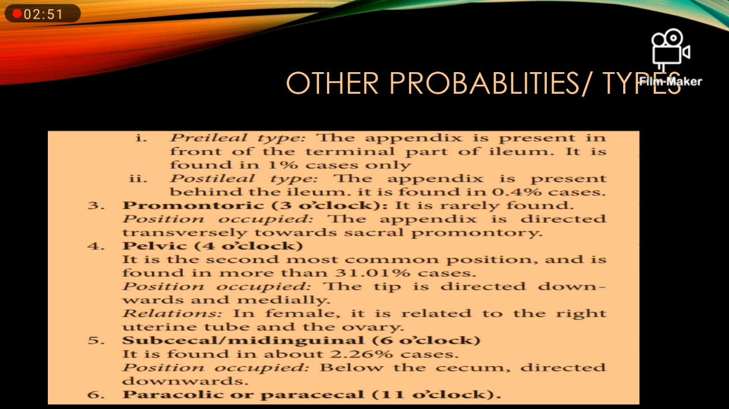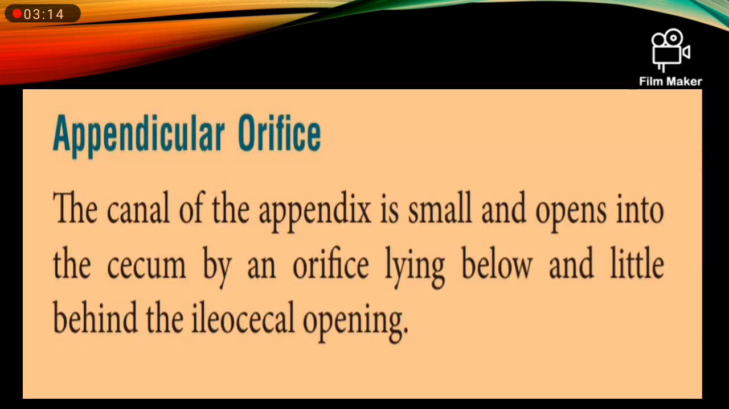So these are the positions. Commonest is the 12 o'clock position. Then you have the 3 o'clock position or promontoric type. Then pelvic or 4 o'clock position, which is second most common. Almost one third of individuals, 31.01%. Then the subcecal point or midinguinal point, that is the 6 o'clock position, and the paracolic or paracecal position, that is the 11 o'clock position. So these are the variants of the appendix.